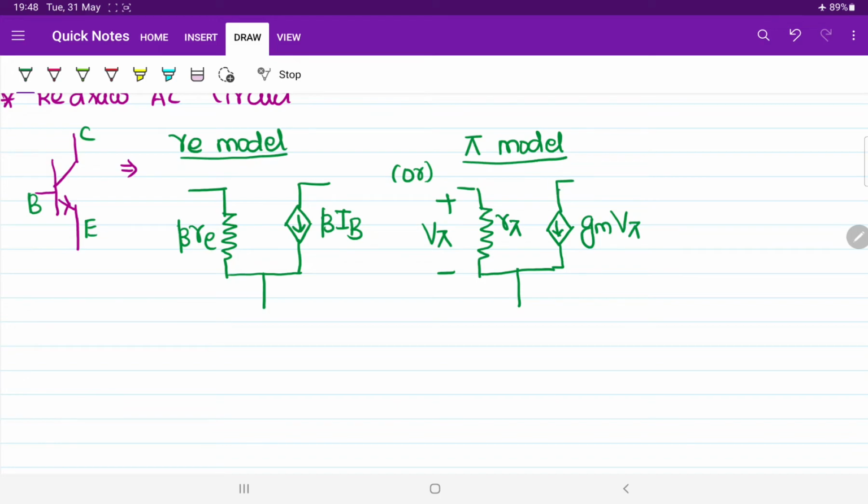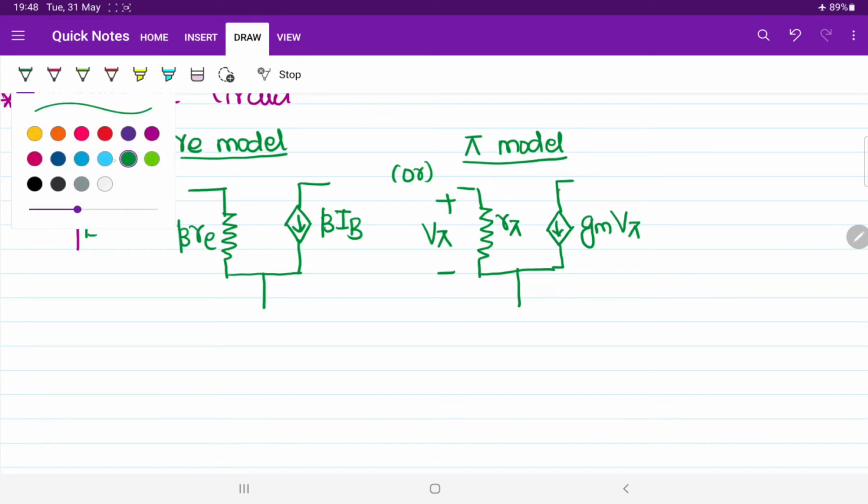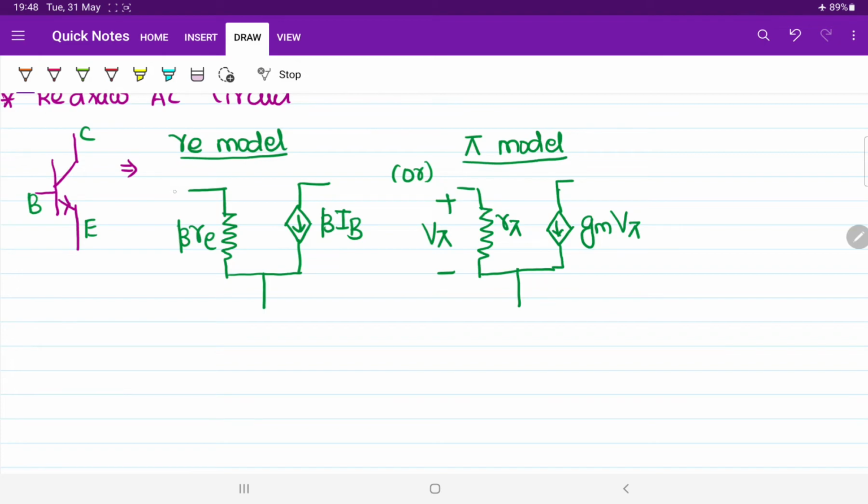Sir, here which one is collector terminal, which one is base, which one is emitter? So here this is going to be your base terminal, of course this is your collector, and this one is going to be your emitter terminal. Similarly here also you can consider this one is going to be your base terminal, this is going to be your collector terminal, and this one is going to be our emitter terminal. So this is how we are drawing the equivalent circuit for the transistor.